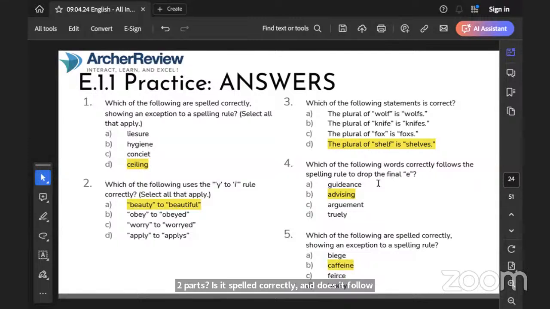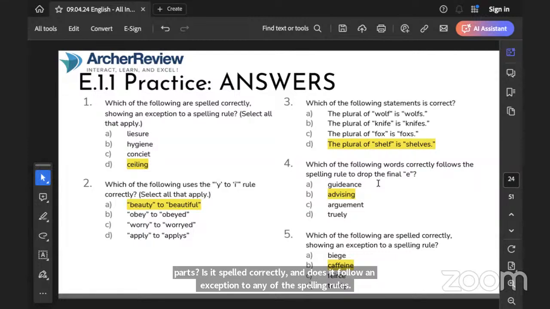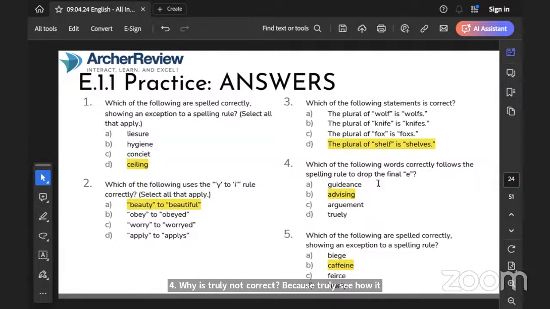Number 4, why is truly not correct? Because truly, see how it doesn't drop the E, and that one's an exception to that spelling rule. Because true ends in an E, and the suffix that we're adding starts with an L, which is a consonant. So the drop the final E rule would say, oh, well, I can drop the E, and it would be TRULY. But it's one of those weird, random exceptions, and you leave the E on the end of it. Truly.